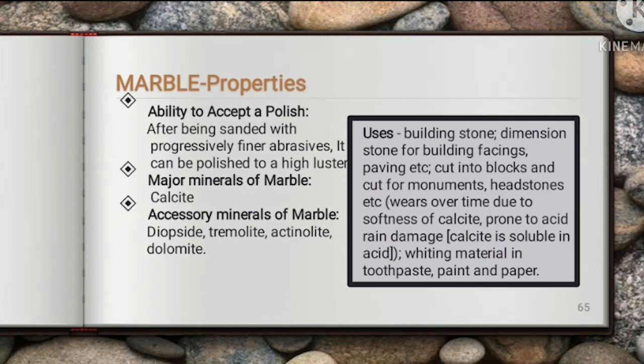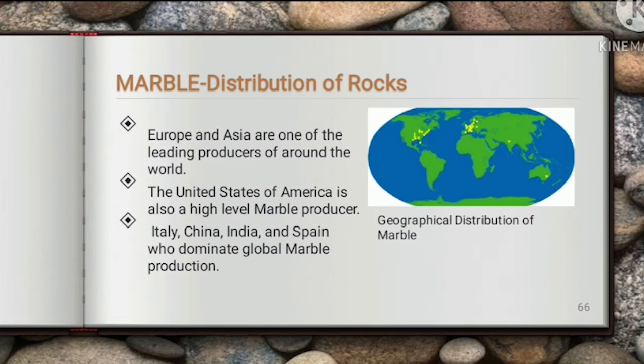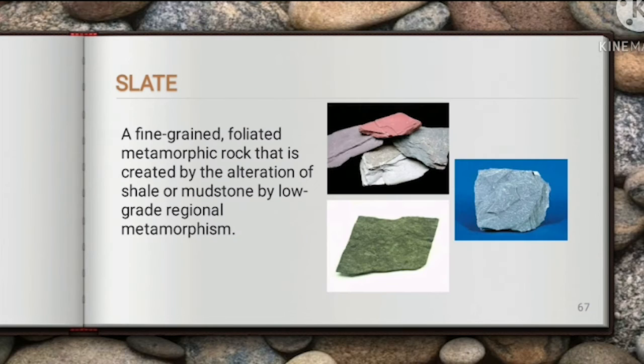Marble wears over time due to the softness of calcite, and is prone to acid rain damage because calcite is soluble in acid. It is also used as a whitening material in toothpaste, paint, and paper. Europe and Asia are among the leading producers of marble around the world. The United States of America is also a high-level marble producer. Italy, China, India, and Spain dominate global marble production.